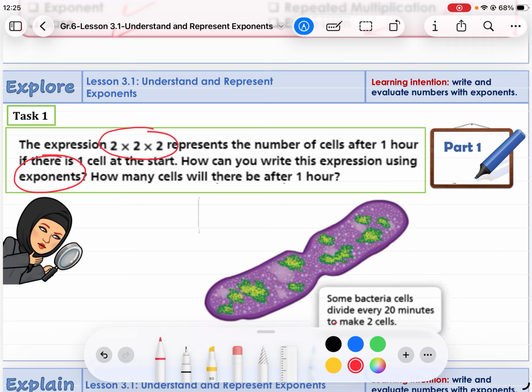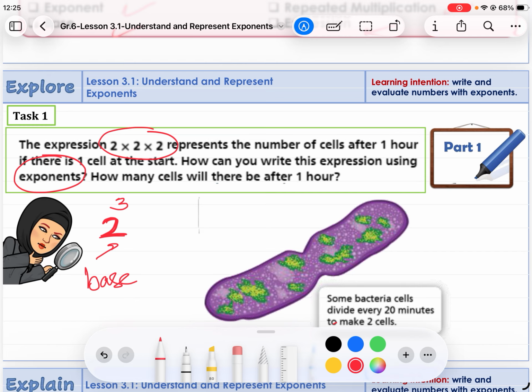So we will write it as an exponent. Instead of writing it as 2 times 2 times 2, we're going to write it as 2. We're going to put the base. As you can see, the number that is being multiplied by itself and repeated is 2. So 2 will be our base. And how many times I multiply 2 by itself will be my exponent. We're going to put it on top. So I multiply 2 by itself 3 times. This is how we say it.